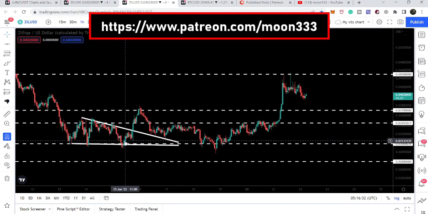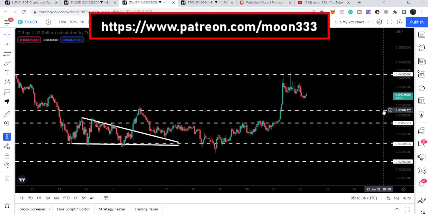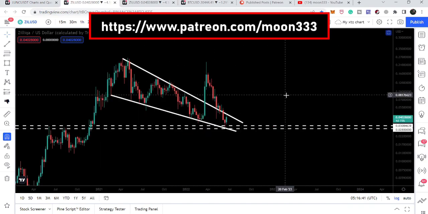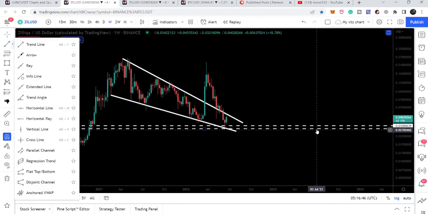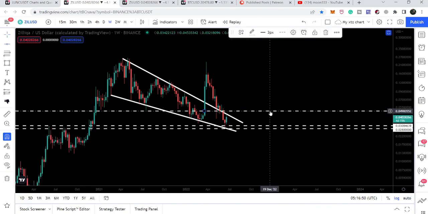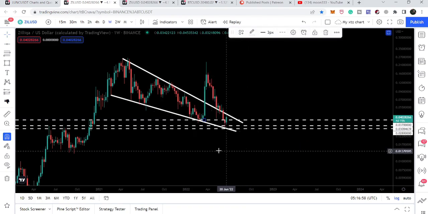Zilliqa formed this descending triangle. We broke it out, but rejected by this resistance of 3.7 cents. That was a very significant resistance. Let me show you this resistance on the weekly time frame chart. And if I place a trend line here at 3.7 cents, then you can see it has been working as a very strong support and resistance in the previous history as well.